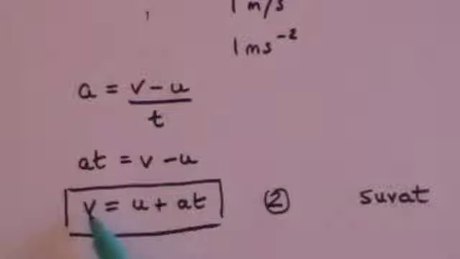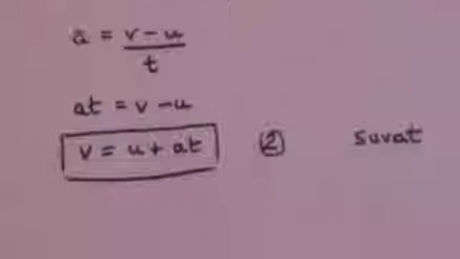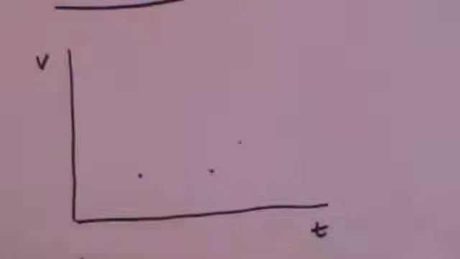And which ones have we got here? Well, we've got v, final speed or final velocity, u, initial speed or velocity, a, acceleration, t, time. The only one we haven't got in this particular formula is s, the distance. Now, before we proceed with other suvat equations, let's look at velocity time diagrams. Before we did a distance time diagram, now we're doing a velocity time diagram.